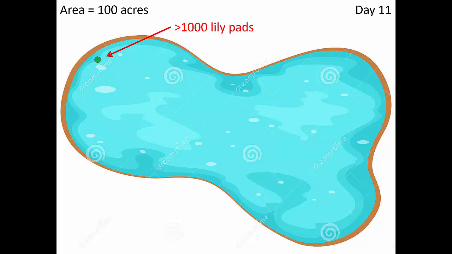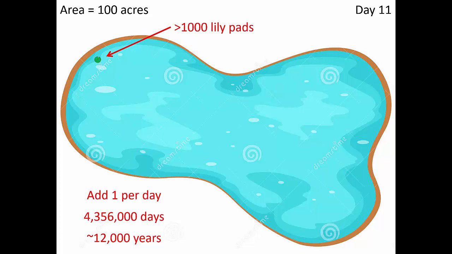Now let's pause here for just a moment, and I want you to think to yourself, how long is it going to take to cover this entire lake? Recall that when we were adding 1 lily pad per day, it was going to take about 12,000 years to cover the entire lake. So take a moment right now, write down your prediction on how long it's going to take to cover this entire lake at the rate that we're now going. So let's continue on our merry way.